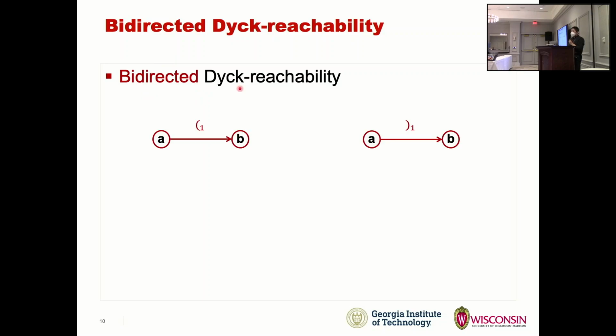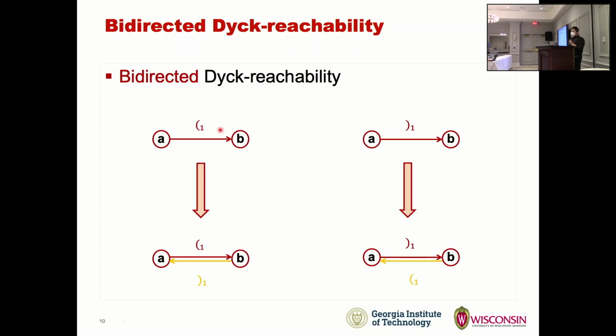So in a general setting, we will have a directed graph where each edge is labeled by parentheses from the grammar. In a bidirected setting, all we need to do is to introduce inverse edges. So if there is a directed edge from A to B labeled by an open parenthesis, we introduce an inverse edge from B to A labeled by the corresponding closed parenthesis, and we do the same thing for the closed-parenthesis-labeled edges, so that the entire graph will become bidirected. Okay, so that's the definition of bidirectedness and Dyck-reachability.